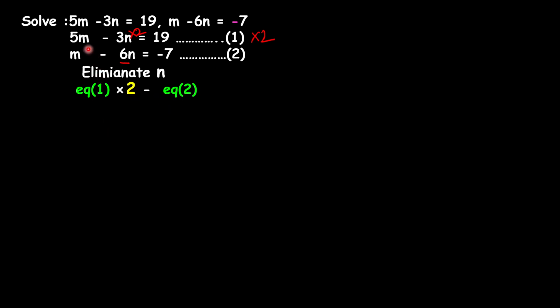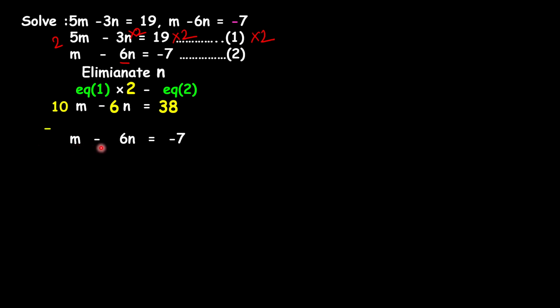आता इथे काय करायचे पहा, इक्वेशन 1 ला प्रत्येक टर्मला 2 ने मल्टिप्लाय करायचे. पहिल्या टर्मला 2 ने मल्टिप्लाय करा, दुसऱ्या टर्मला 2 ने मल्टिप्लाय करा आणि 19 ला पण 2 ने मल्टिप्लाय करा. We will get 2 fives are 10m - 2 threes are 6n = 19 twos are 38. Now equation 2 is m - 6n = -7. We have to take subtraction between these two equations.